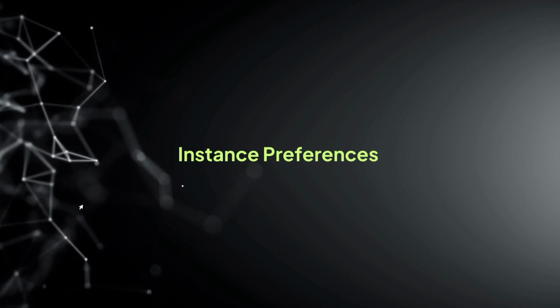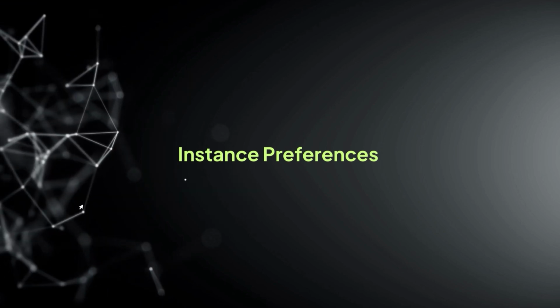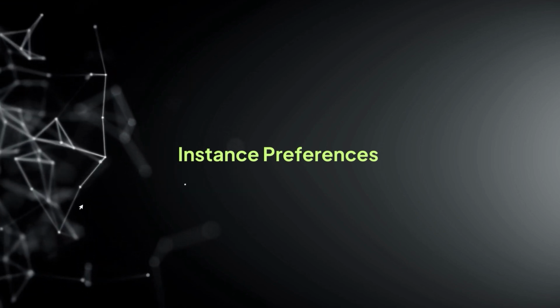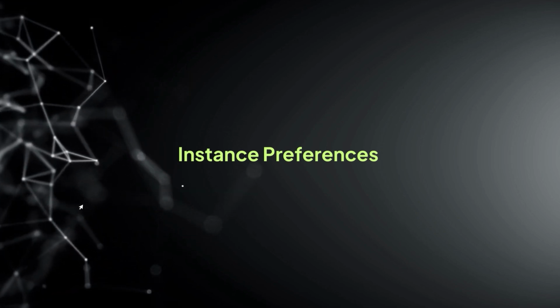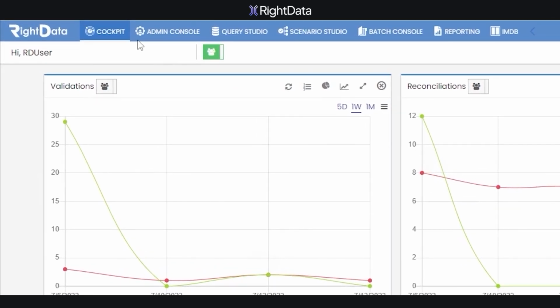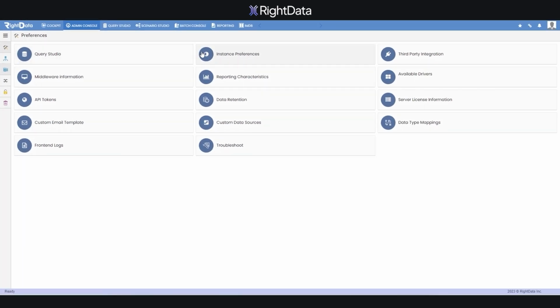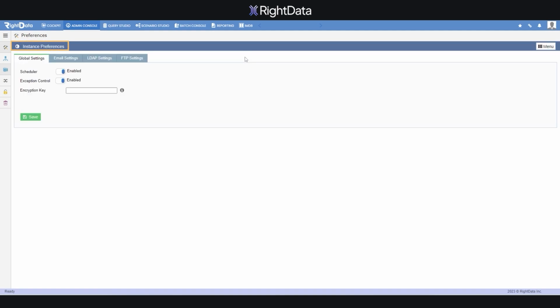From instance preferences, you can add different settings like job scheduler, scenario exception control, email, LDAP, abbreviated as lightweight directory access protocol, etc. Click the Admin Console module. Hover and click on the System Preferences snippet. From the Preferences session page, click the Instance Preferences option to navigate to the Instance Preferences session page.